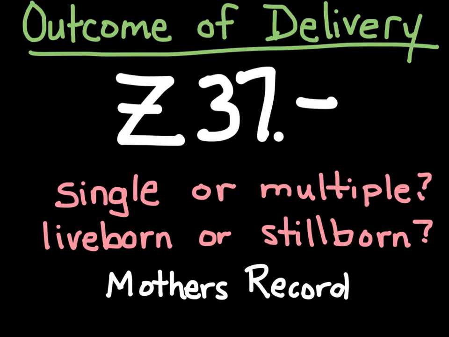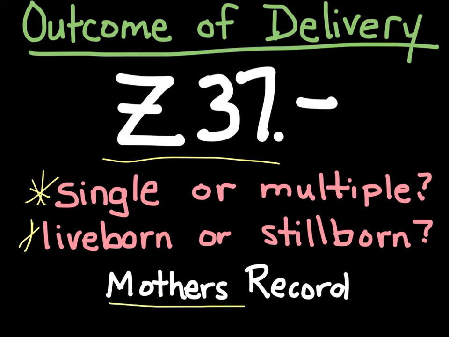Let's start by discussing outcome of delivery codes. Whenever a patient delivers a baby or babies in the hospital, a code from category Z37 will be assigned. Z37 codes are used to indicate whether the delivery was a single or multiple delivery, and also whether the delivery was of a live-born or stillborn infant or infants. These Z37 codes are only used within the medical record of the mother. They are never posted to a newborn record.